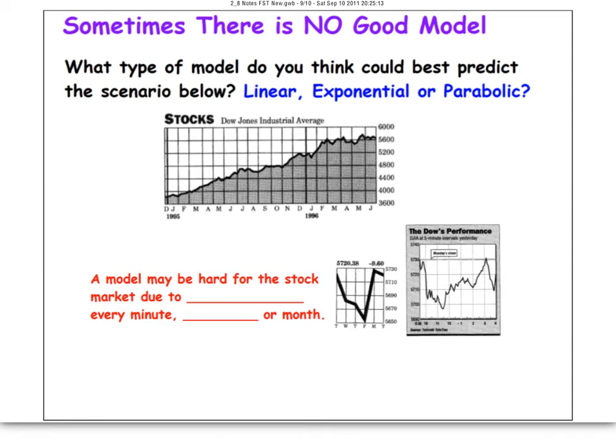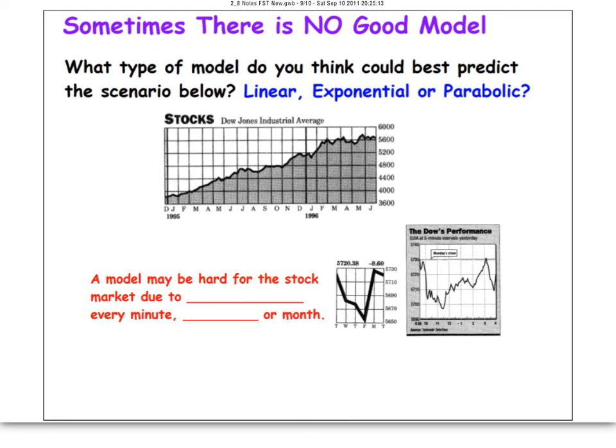And in conclusion on this, sometimes there is just no good model. What type of model here do you think would best predict this scenario? This is a trend from the stock market. If you analyzed it, you might think linear, exponential, or parabolic. But really, it's going to be hard due to changes in the market that happen. These changes happen every minute, every day, or every month.